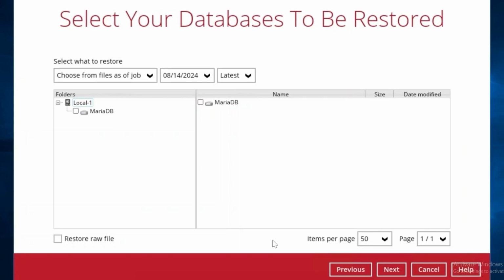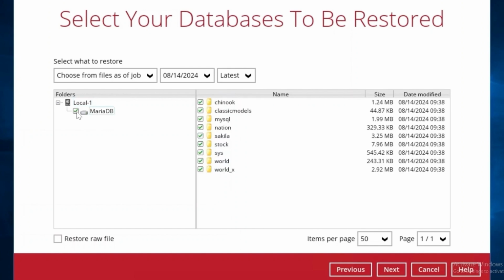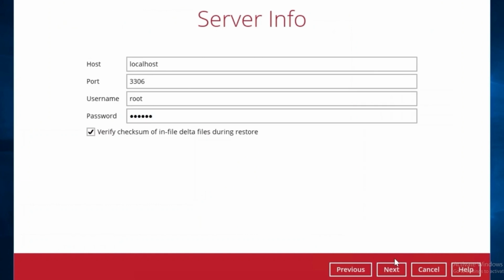Keep the selection to the latest version. Select the root server to automatically select all your databases. Then, click Next. Enter the IP address of the standby machine where you intend to restore your databases to. Enter the port, username, and password if required. Take note, make sure your system administrator has set up and enabled remote login for the MariaDB database on the standby machine. Otherwise, this process will not work.